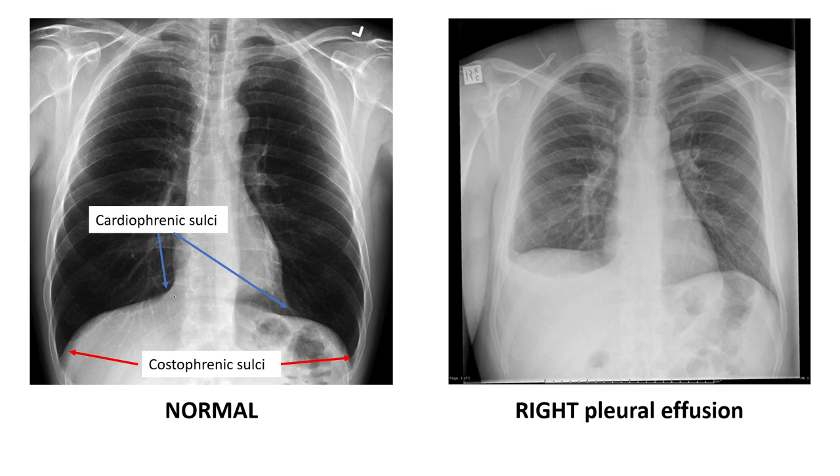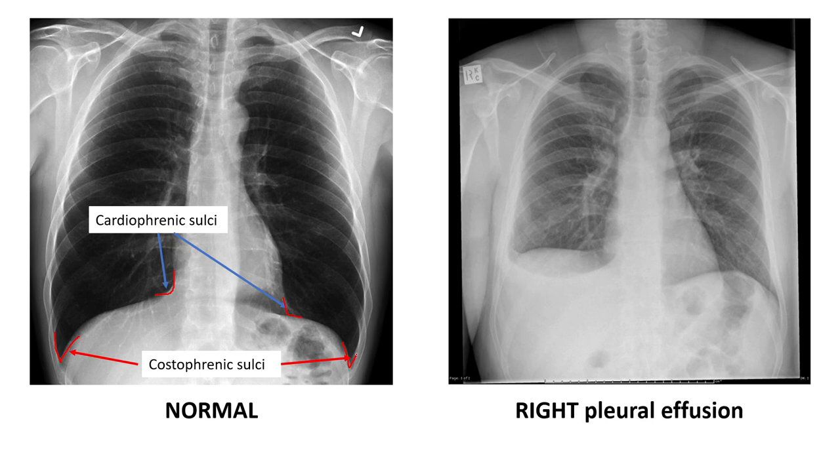A cardiophrenic sulcus, one on each side, is the space between a cardiac border and the hemidiaphragm on the same side. A costophrenic sulcus, on the other hand, is the space between the hemidiaphragm on one side and the ipsilateral, or meaning same side, chest wall.